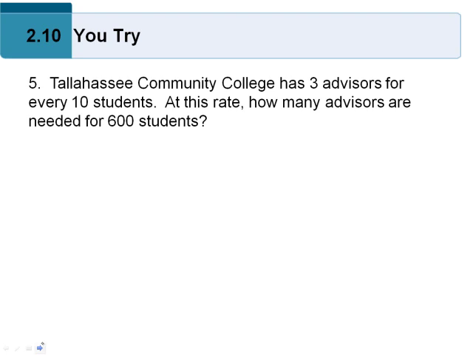Tallahassee Community College has 3 advisors for every 10 students. At this rate, there are those words again, how many advisors are needed for 600 students? So here's what I would set up. We've got advisors over students. Okay? So it says we have 3 advisors for every 10 students. So that's what we're going to set up as the first side of our proportion. At this rate, how many advisors are needed for 600 students?